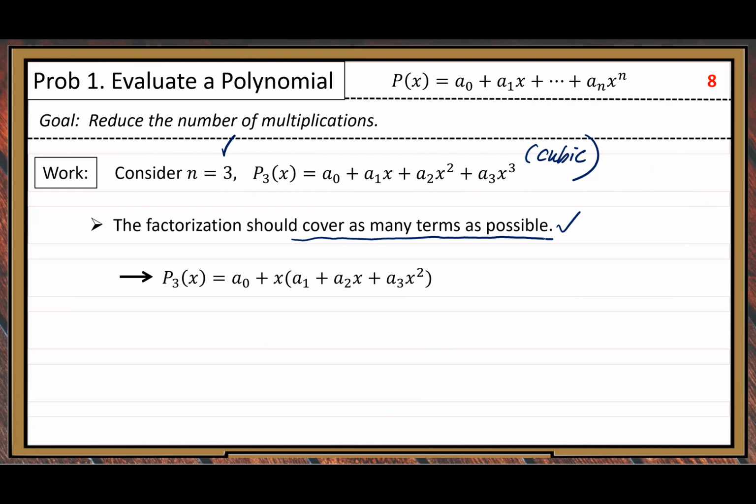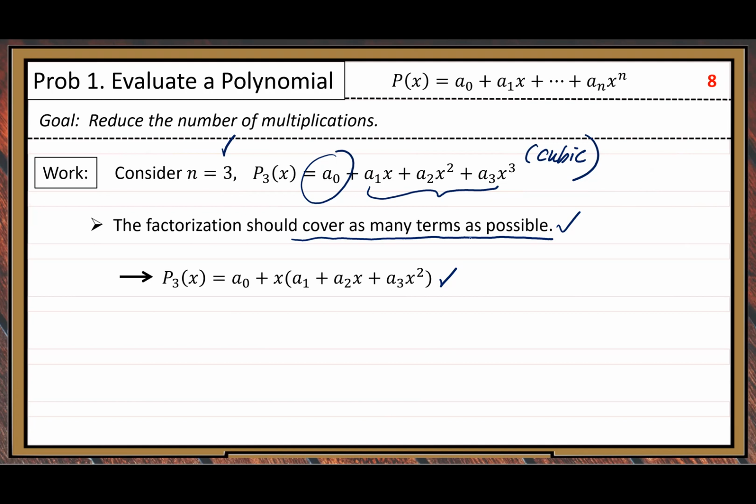So what do you mean by as many terms as possible? First, we know there is no common factor for all the terms, right? So we have to reduce the number of terms. We just skip the first term, the constant term, A0. Then you can see for these 3 terms, there is a common factor x. So we just take factorization in this way, straightforward factorization, similar to what we did for n equals 2.